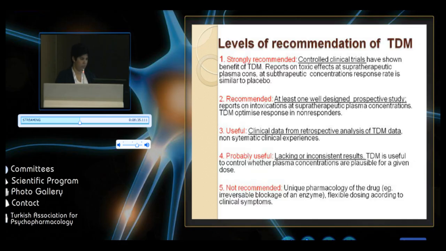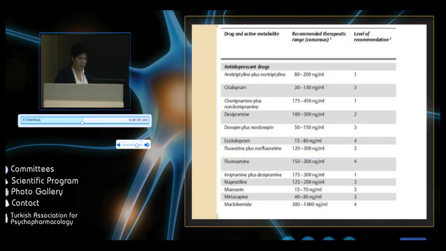I will show you something else though, a very interesting table this is going to be, and you will see some figures on this table, like 1, 2, 3, 4, 5. And this is actually the levels of recommendation for TDM for different molecules. 1 means strongly recommended, and 5 means not recommended.